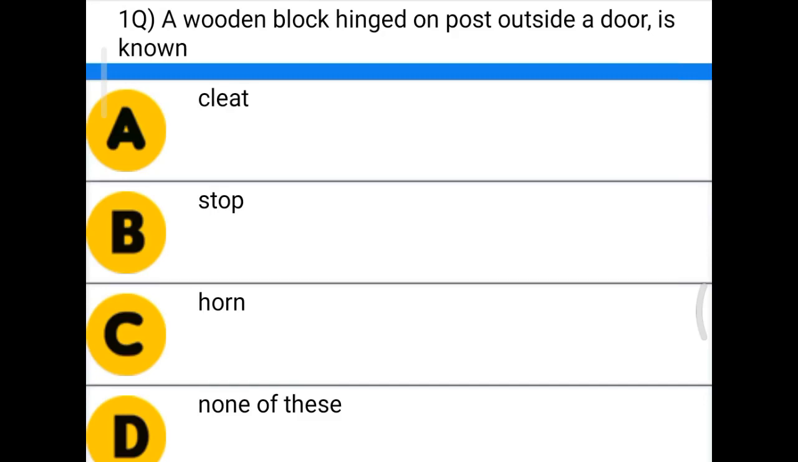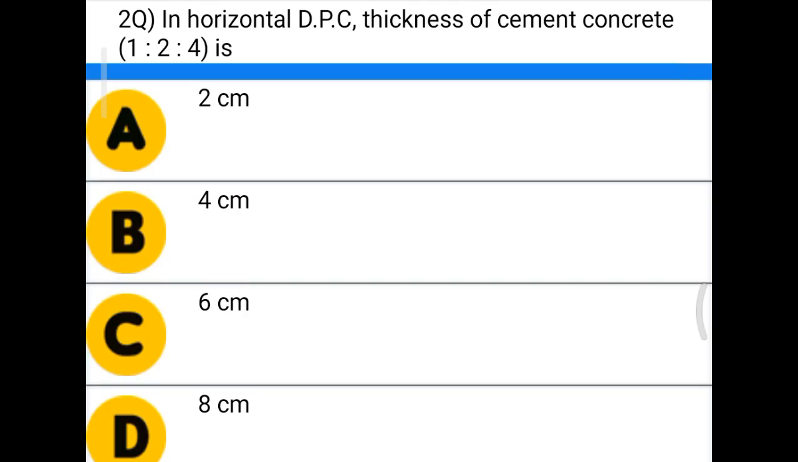Today we are going to see the MCQ for the competitive examination. So the first question, a wooden block hinged on post outside a door is known as option A, cleat, option B, stop, option C, horn, option D, none of the above. So the correct answer is cleat.